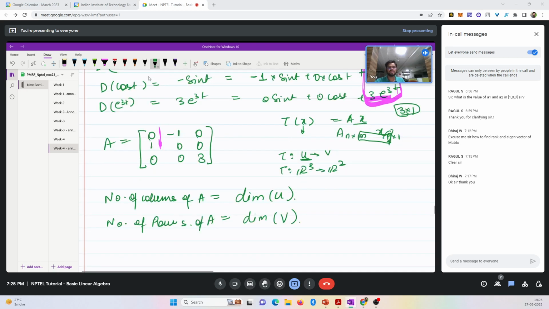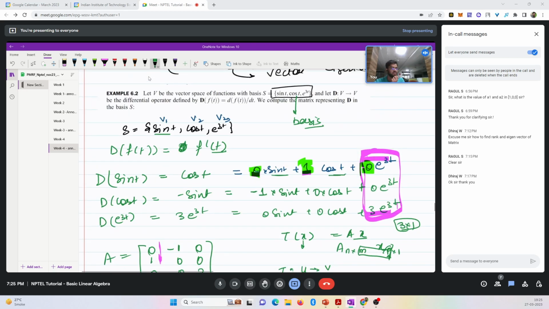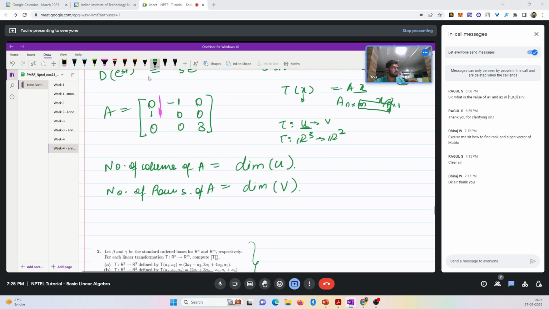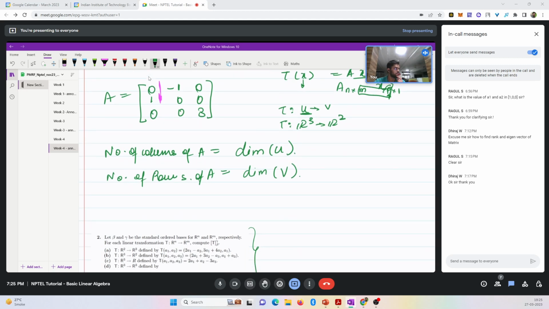Any doubt in this? I think this example would have made it clear how we find the matrix representation of a transformation. If you have any doubt, I'll wait for 1 minute. You can type or unmute yourself.